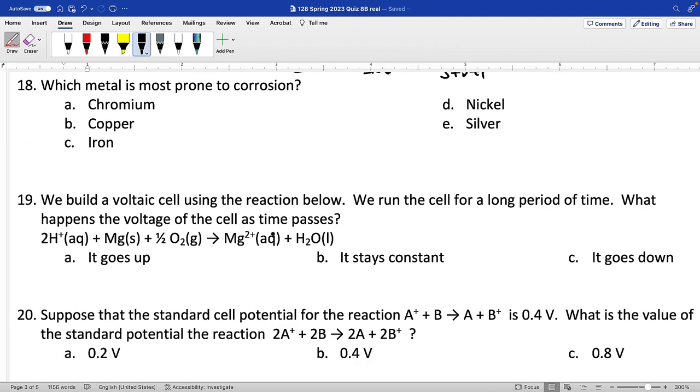So we want a metal that is most prone to corrosion, so it's easiest to oxidize. So we can rephrase this as easy to oxidize. And another way of saying that is that we don't want to have a reduction potential that's very positive, right? If we had a reduction potential that's very positive, that would mean it would be easy to reduce it. So we want to look at a reaction with a negative reduction potential.